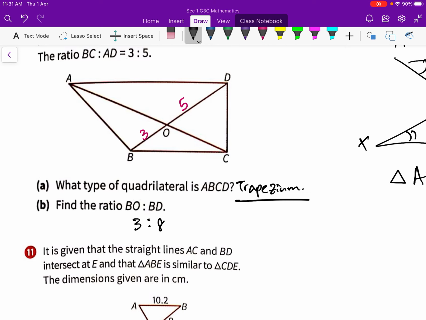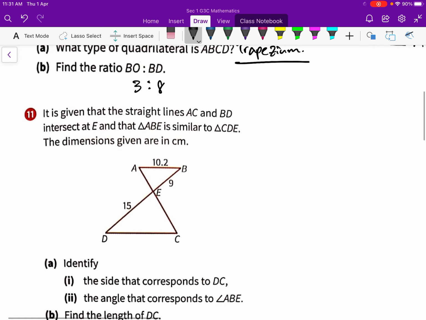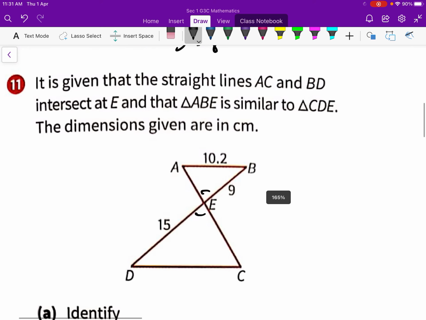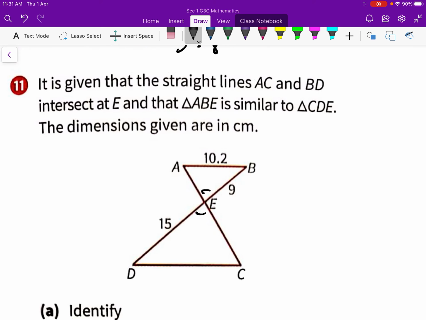Alright, so next one. Straight lines AC, BD. AC, this is a straight line, and BD is another straight line. If they are straight lines, then well, these two are vertically opposite angles, they are the same. And they also tell us that ABE is similar to CDE. So same diagram that I drew earlier on for you.